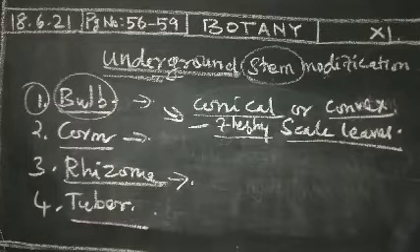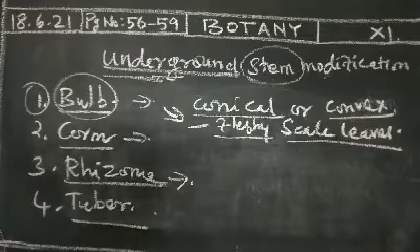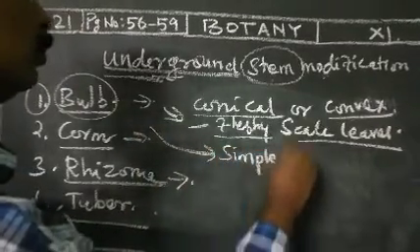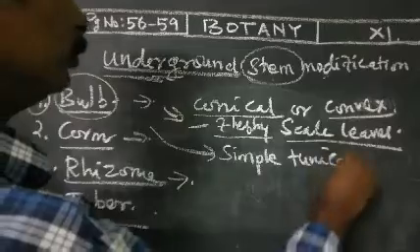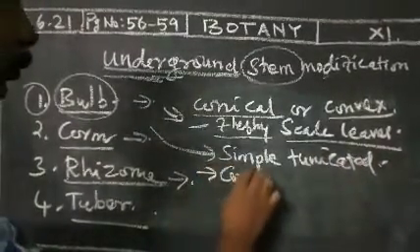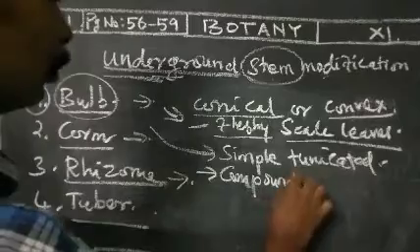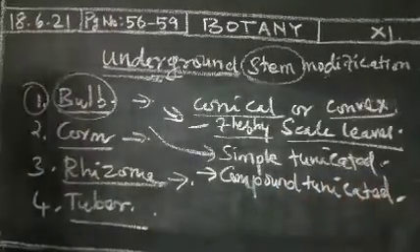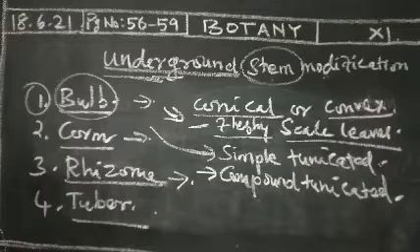And again it will be divided into two types. The first one is a simple tunicated bulb, and also compound tunicated bulb. There are again two categories. Simple means nothing but Allium cepa. Allium cepa is a good example for simple tunicated.